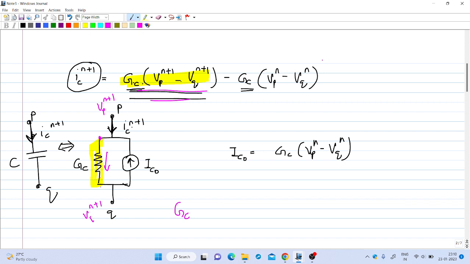There is one more term with a negative sign here. That term is represented by IC0. Since there is a negative sign, the orientation is given like this, opposite to IC n plus 1. So this will be the equivalent circuit of the capacitor.